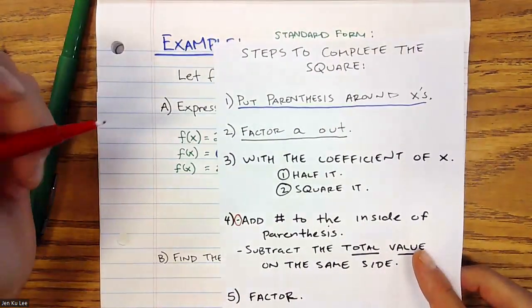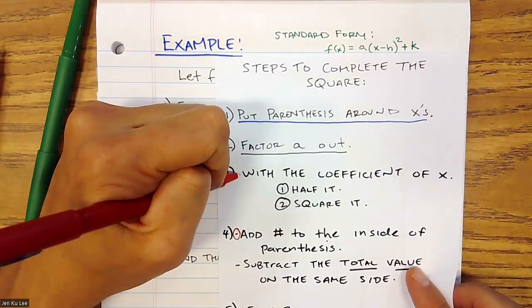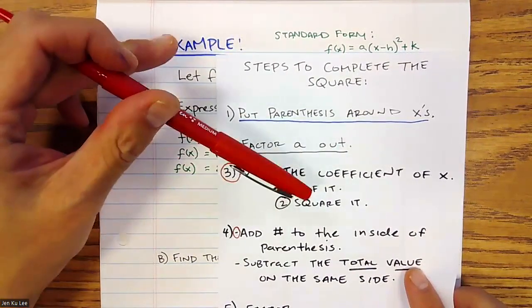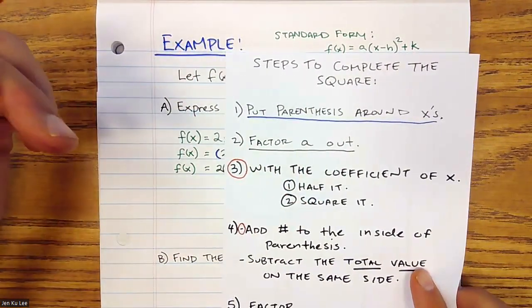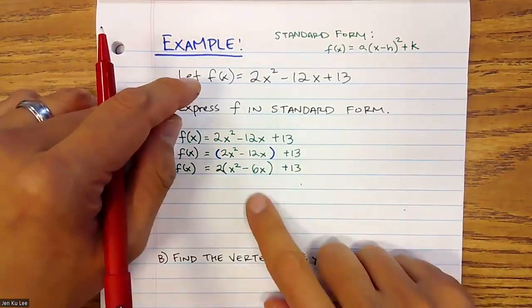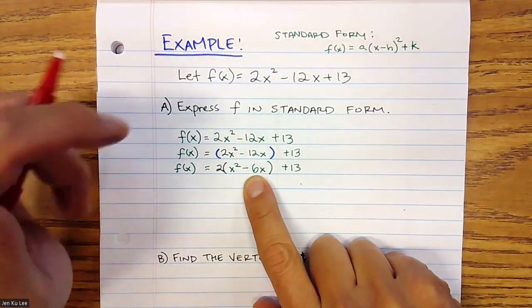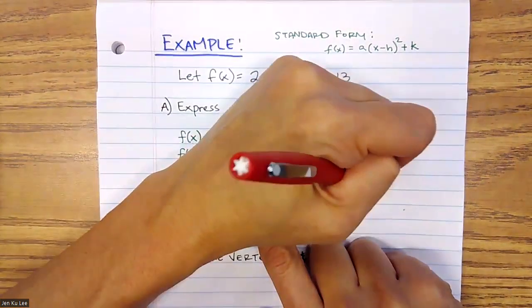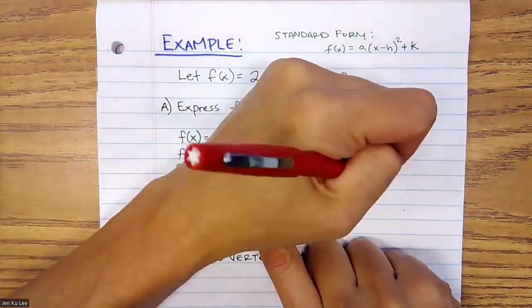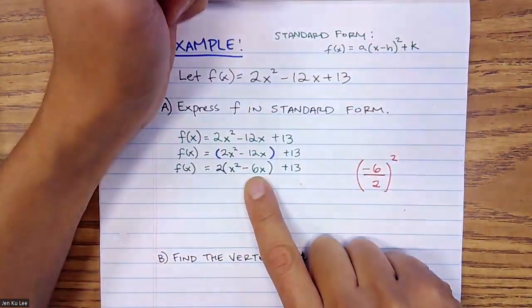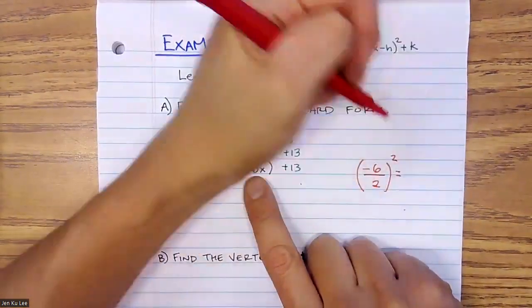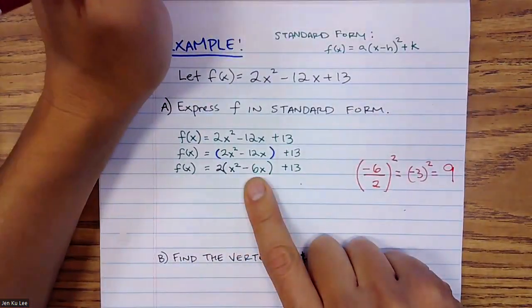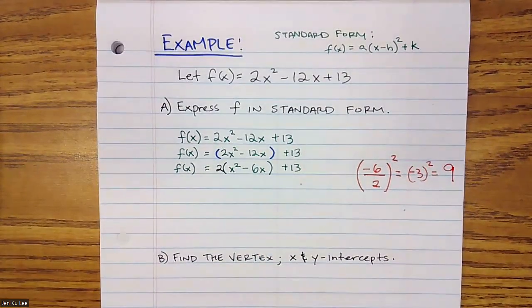I skipped it. Step number 3, with the coefficient of x, I'm going to half it and I'm going to square it. Okay. So the coefficient of x is actually negative 6. So I'm going to get negative 6. I'm going to half it. That means dividing it by 2. And then I'm going to square it. Okay. Simplifying this number, that's negative 3 squared, or 9. All right. So I got 9.